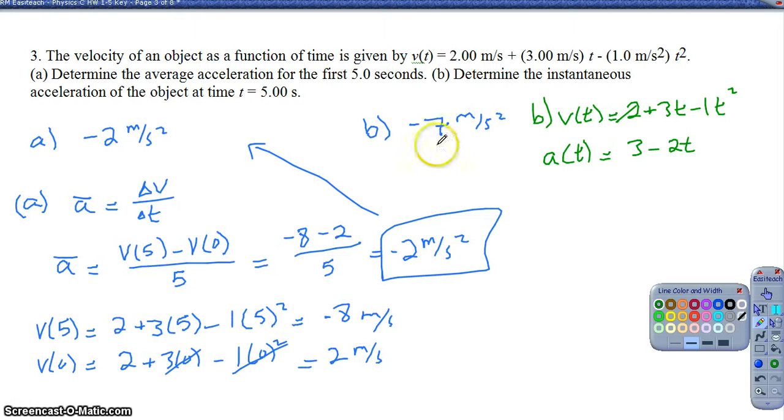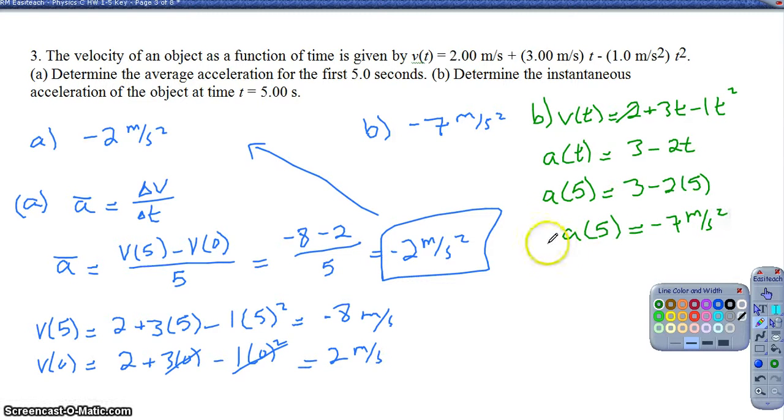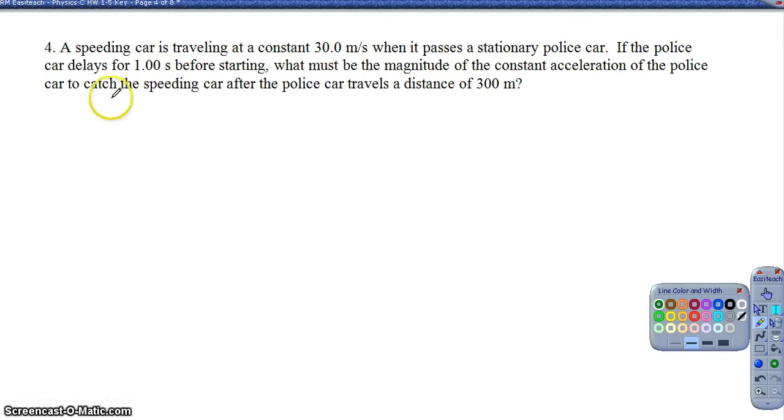And then if I want to find the acceleration at 5 seconds, I simply plug in 5 for t. So 3 minus 2 times 5. So in other words, 3 minus 10, which is where I got my acceleration of negative 7 meters per second squared. So not a terribly difficult problem if you know what the question is asking for. Again, for the instantaneous you need the acceleration function, but for the average, you actually just use the velocity function. And obviously this is a very key concept, and it's something we need to make sure we are comfortable with moving forward.